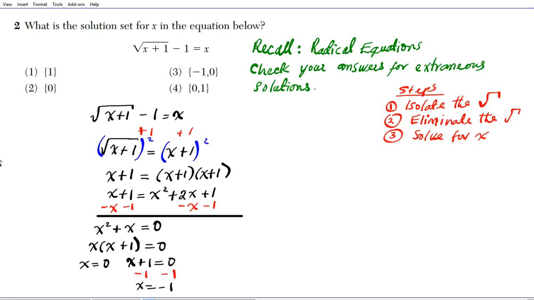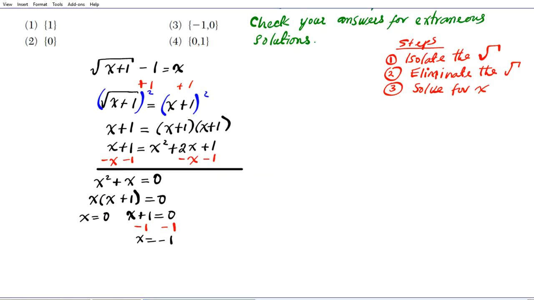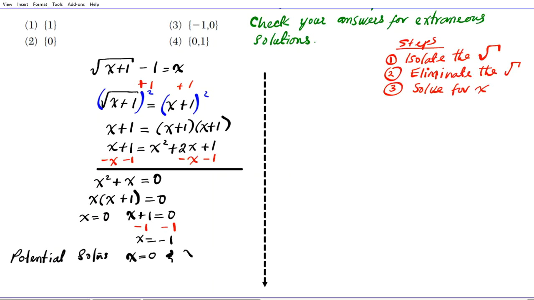Okay, so are these the solutions to the equation? The answer is no. These can be classified as potential solutions. So our potential solutions are x equals 0 and x equals negative 1. Why are they called potential? Well, because one or both of them could be extraneous. That's why they're potential yet. How do we know if they're actual solutions or extraneous? To do that, we have to carry out our check.